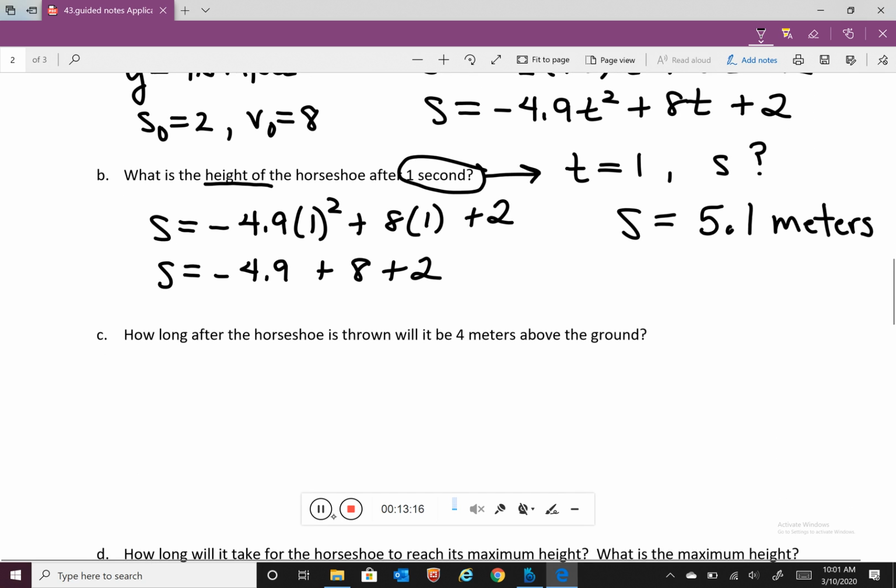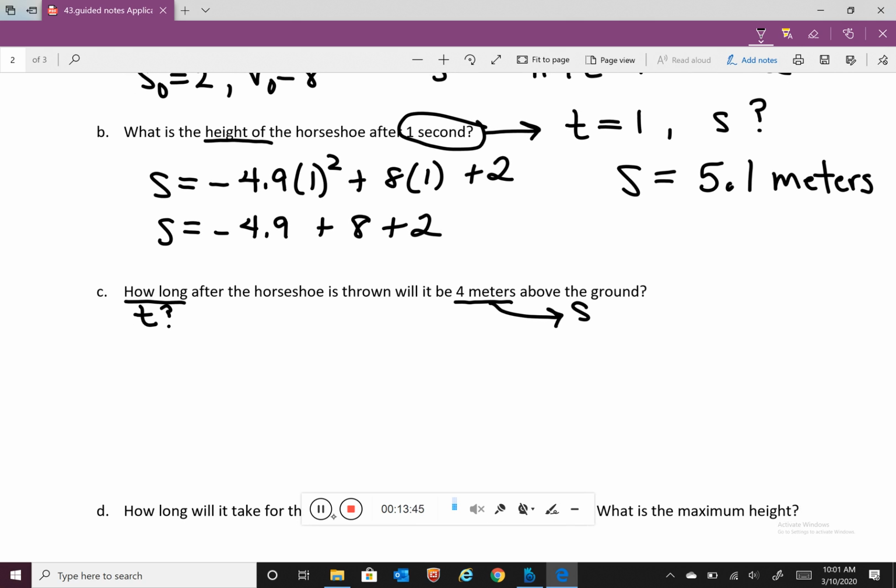How long after the horseshoe is thrown will it be 4 meters? Now remember, we only have 2 variables here, either S or T. Is this S or is it T? It's not time, is it? So this is our S, and we're trying to figure out the time. So we are trying to determine T when S is 4.